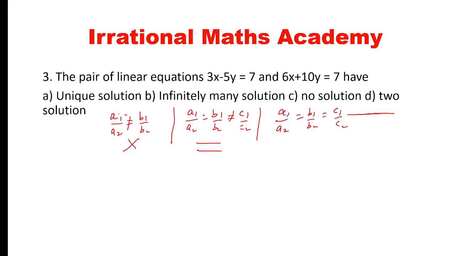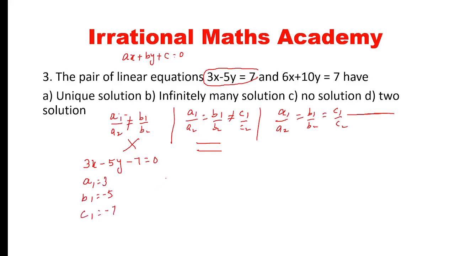We'll see which type of lines these are. So first thing I'll do is write it in the standard form of a linear equation. So what is the standard form of a linear equation? ax plus by plus c equal to 0. So same thing we'll do here. 3x minus 5y minus 7 equal to 0. If I compare with this one, I'll get the a1 value, b1 value, c1 value. a1 value is 3, b1 value is minus 5, and c1 value is minus 7.